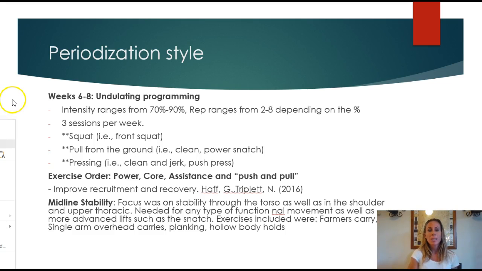My program design for weeks 6 to 8 was that undulating program. My intensity ranges go from 70% to 90%, and my rep ranges go anywhere from 2 up to 8. I stayed away from the 1 rep maxes. I kept it to 2s, 3s, and 4s a lot. Obviously, the higher the percentage we're working at, the lower the reps. So we're starting to really push that strength.